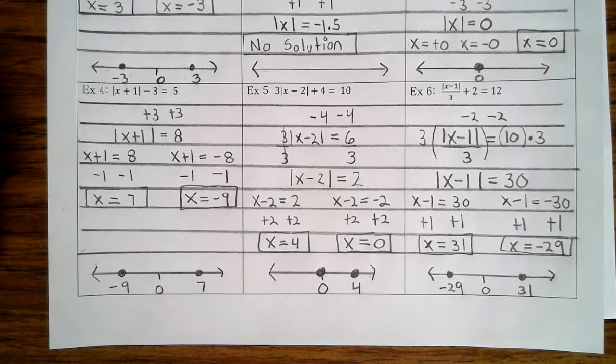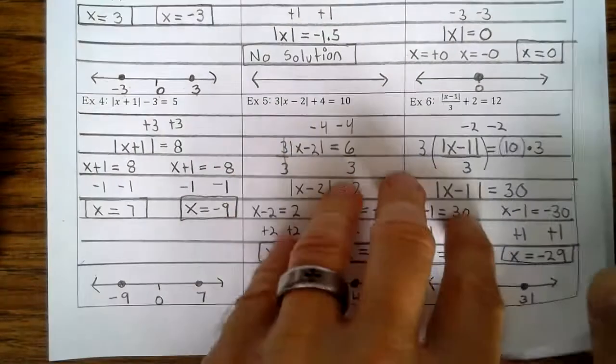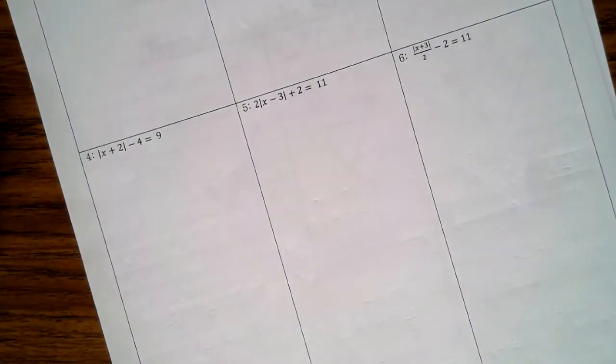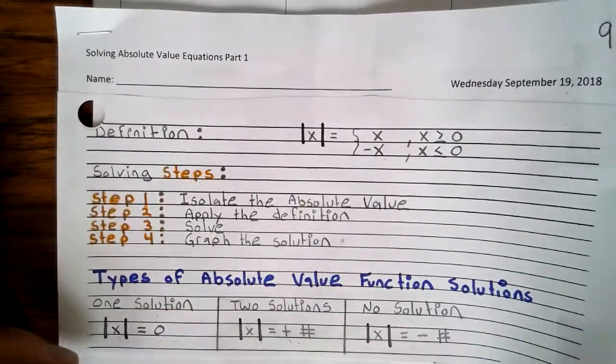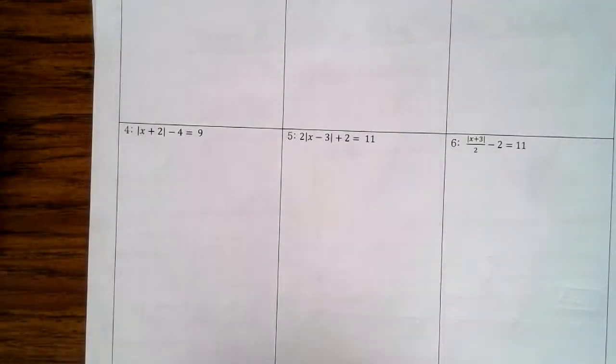All right, so if you would finish up your examples. Now, you're watching this example on Wednesday, September 19th. So you just finished the examples. Now you're going to tear this page off, and you're going to hole punch it. It should be now hole punched, and you're going to put it in your journal binder, okay?